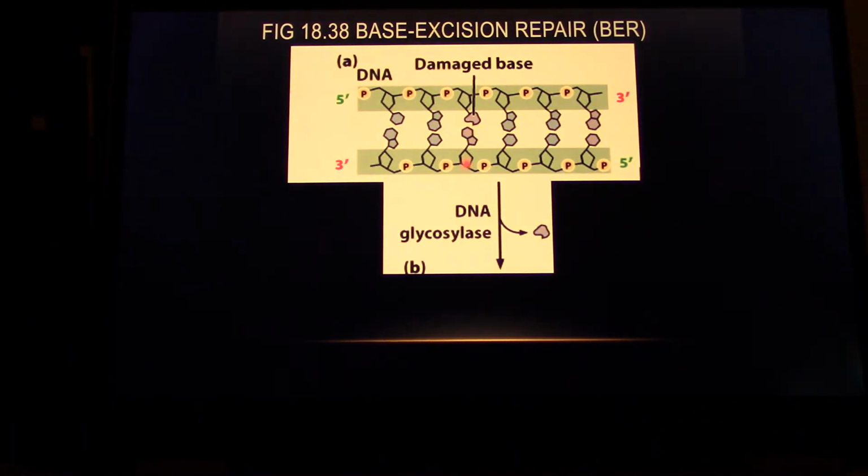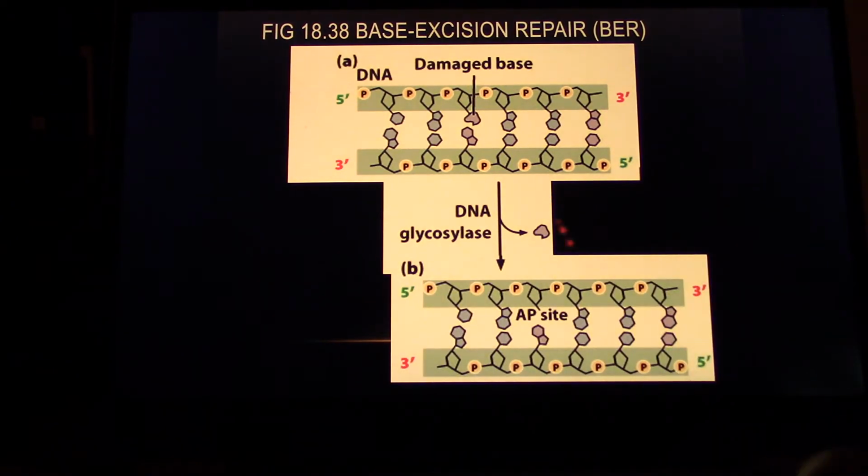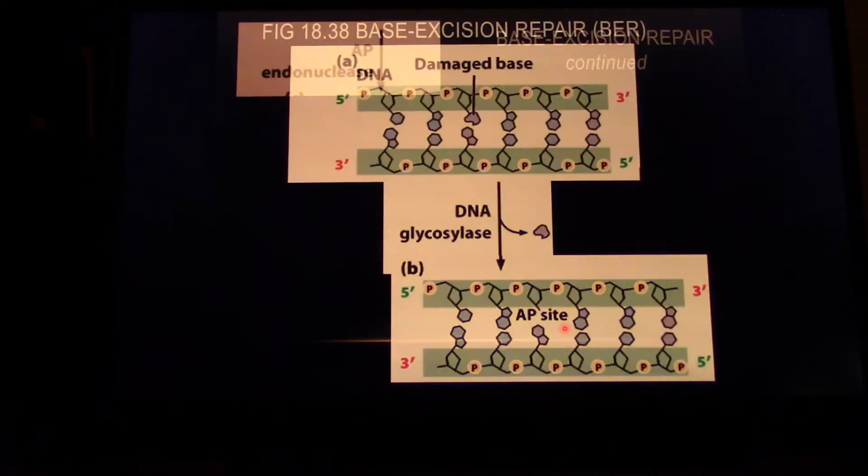We get a damaged base. You can see it right here. It's looking a little funky. And then the thing that removes it is an enzyme called DNA glycosylase. And it generates what we call an AP site, an apurinic site. A meaning it's gone, it's lost, apurinic.